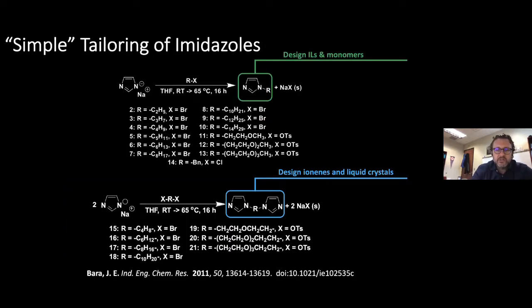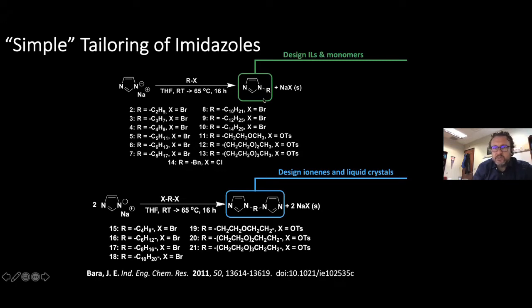One of the first things I did when I started here at the University of Alabama, in a paper now 10 years old, was look at efficient ways to design imidazoles. If we can design imidazoles, we can make ionic liquids or ionic polymers. On the top, we're making imidazoles with various R groups. This is all known, but we can do this in high yield without very expensive reagents, so we can make a lot of imidazole very inexpensively.